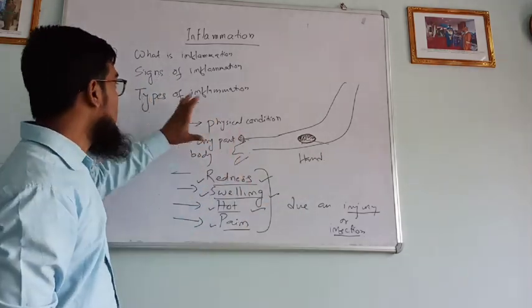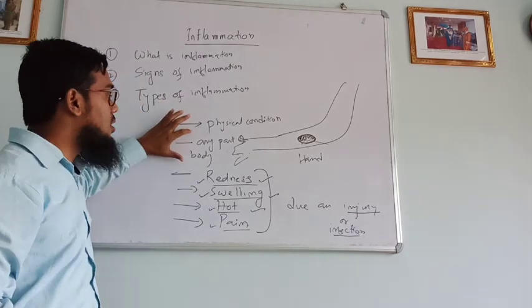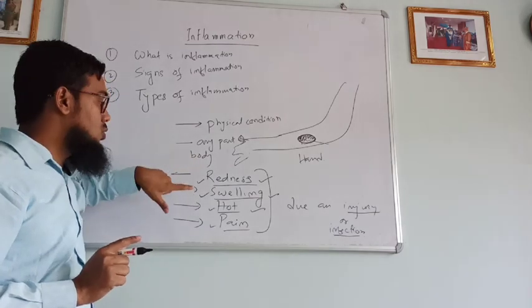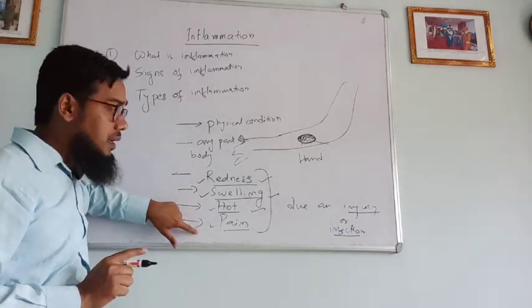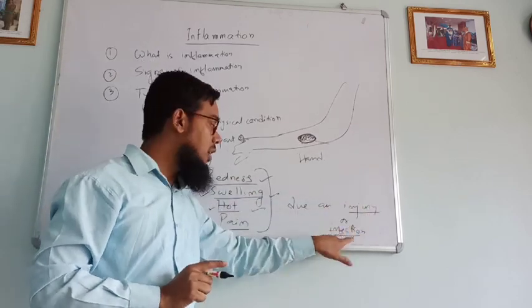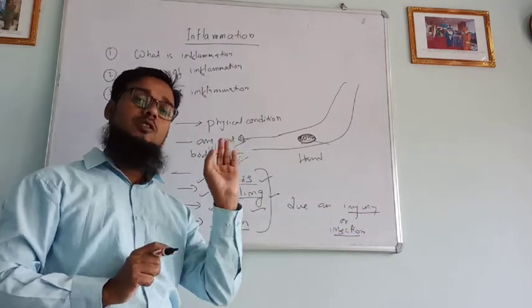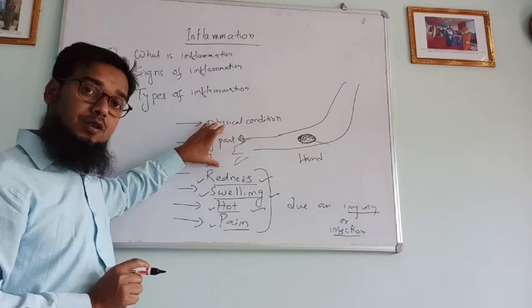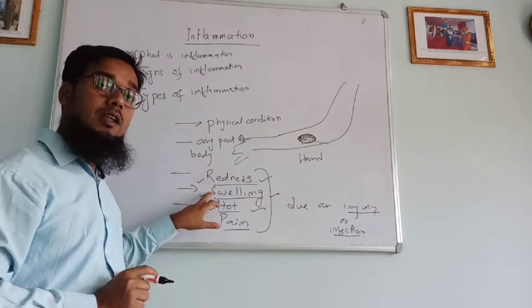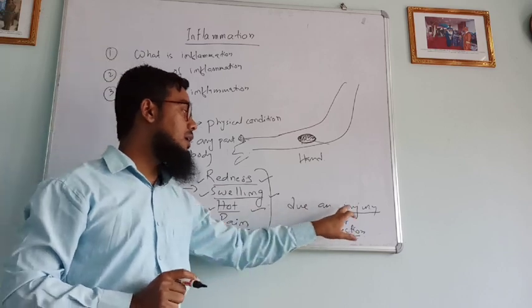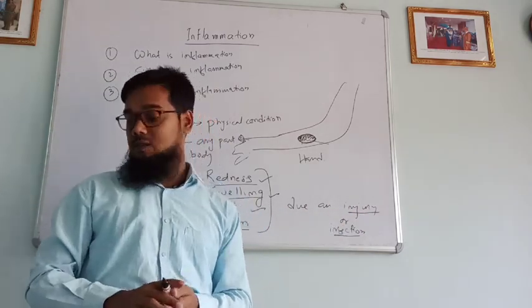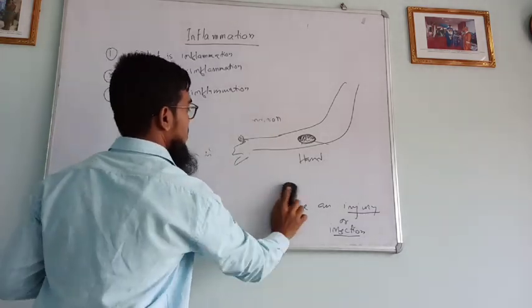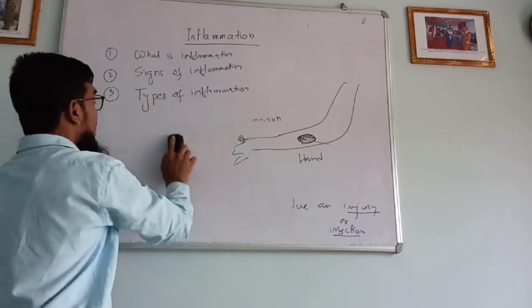So what is inflammation? Inflammation is a physical condition in any part of body resulting in redness, swelling, hot, and pain due to injury or infection. So we can define inflammation very simply. Inflammation is a physical condition of any part of body resulting in redness, swelling, hot, and pain due to an injury or infection. So this is the definition of inflammation. So we understood what is inflammation. Now, signs of inflammation.